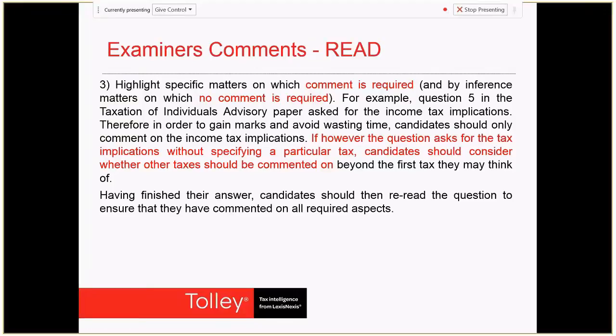So what you do is you go down through the question saying, what do I need to mention? Oh, I mustn't mention that. Now maybe you want to highlight that in different colours, maybe put red against something that you're not to talk about.